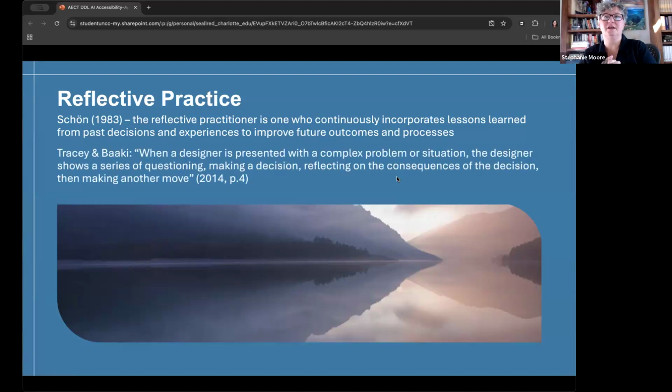So go ahead, Beth. Monica Tracy and John Bakke, some of you in here may know them, have a wonderful piece on reflection in action. They define this as when a designer is presented with a complex problem or situation, they show a series of questioning, asking good questions, making a decision based on those questions, reflecting on the consequences of that decision, and then based on that reflection, they make another move. So this is how reflective practice isn't just an abstract idea. It is an actual applied practice that designers do in their work.